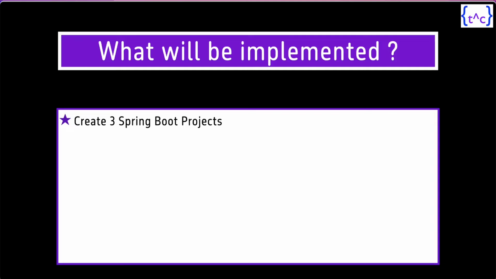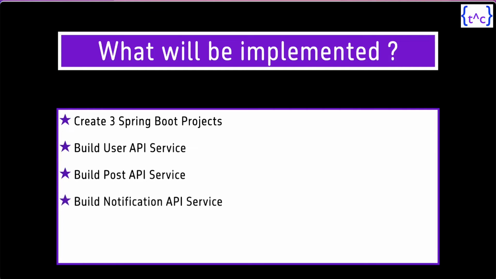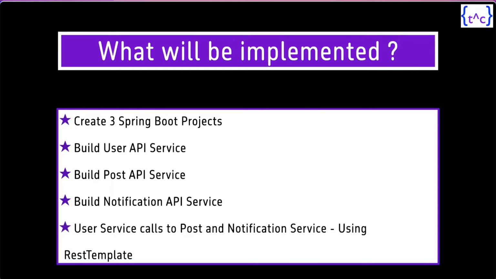In our case, user is having one responsibility, post is having another responsibility, as well as notification is having its own responsibility. So we will be creating these 3 services and will be exposing their GET APIs. We will build the user API service, post API service, as well as notification API service. That will be followed by the user service calling the post and notification service using RestTemplate.